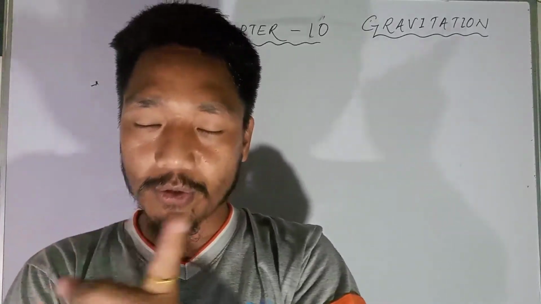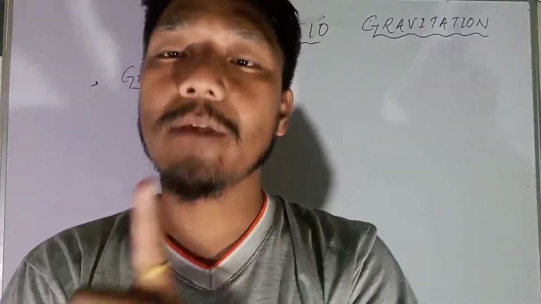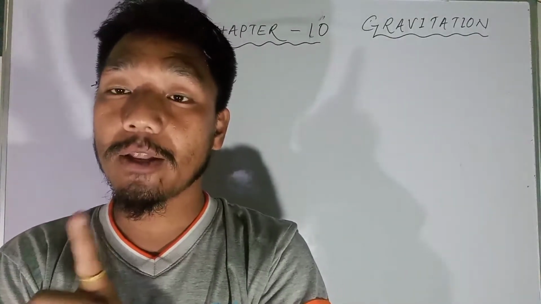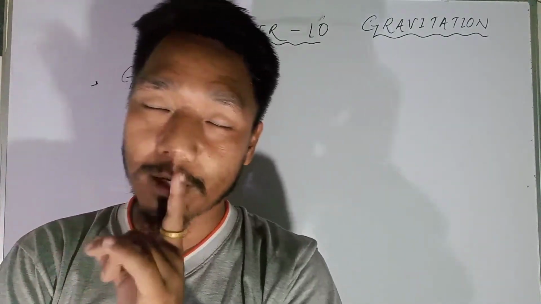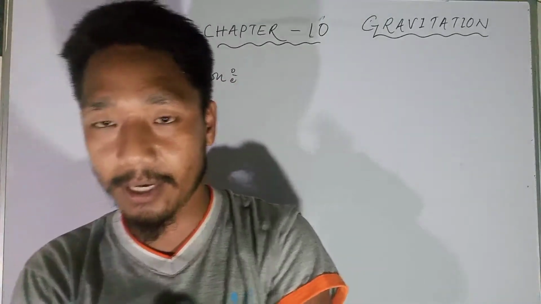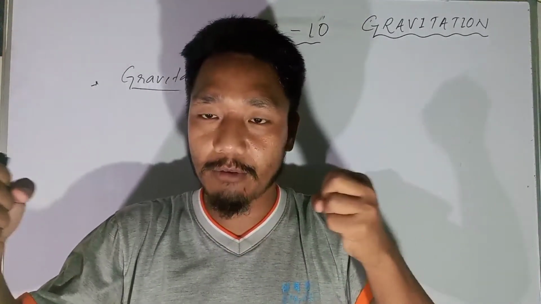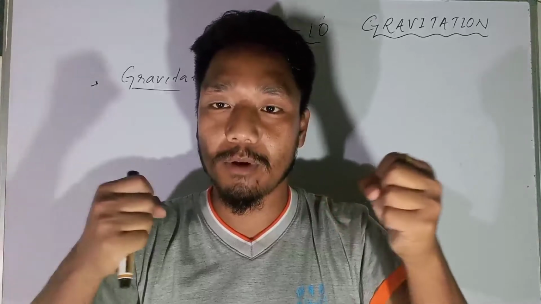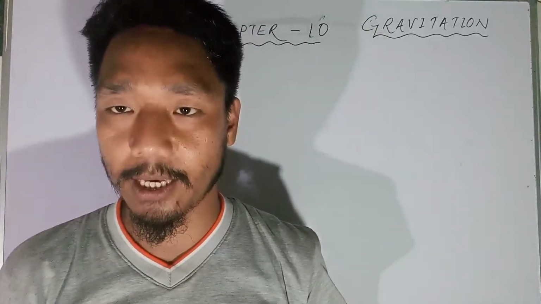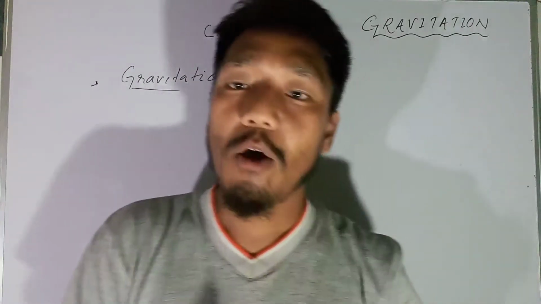The motion of the moon around the Earth is due to the centripetal force that is produced by the Earth. The force of attraction between the Earth and the moon is taking place. So this is what they call centripetal force. Clear about this one?